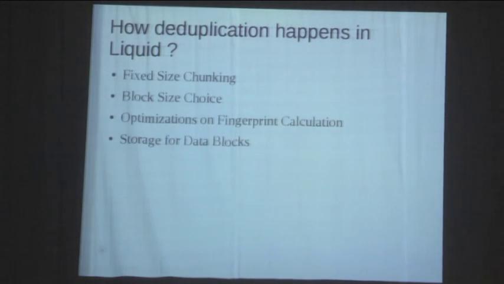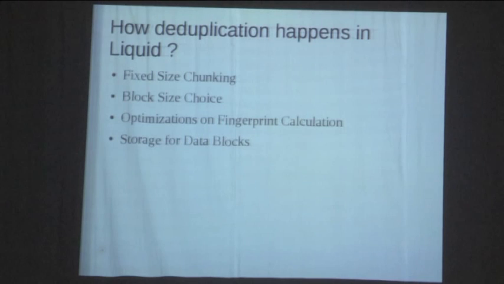And optimization on fingerprint calculation. So fingerprint calculation can be optimized using MD5, a message digest algorithm, and the SHA-1 algorithm, so that you can produce a collision-resistant hash value and storing of the data blocks.